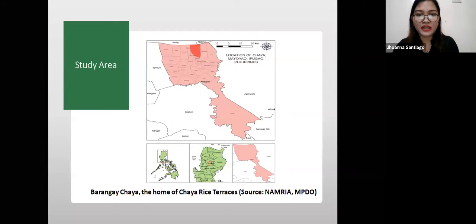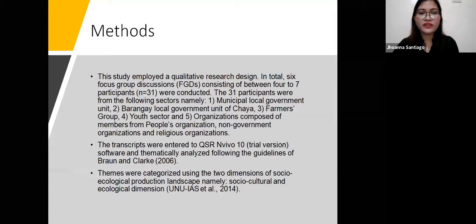So this is the study area. The Barangay Chaya is the home of the Chaya rice terraces. It is located in the Cordillera Administrative Region. So the method for this study is a qualitative research design, and in total, I had focus group discussions with 6 groups: the Municipal Local Government Unit, the Barangay Local Government Unit of Chaya, the Farmers Group, youth sector, and organizations composed of members from people's organizations, non-government organizations, and religious organizations.